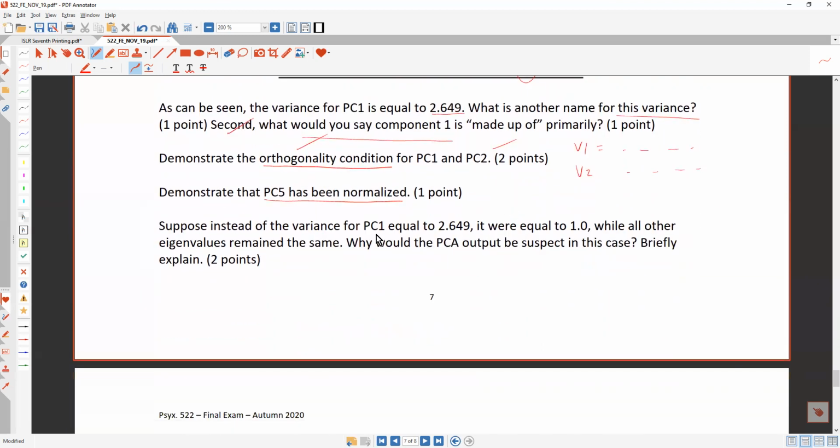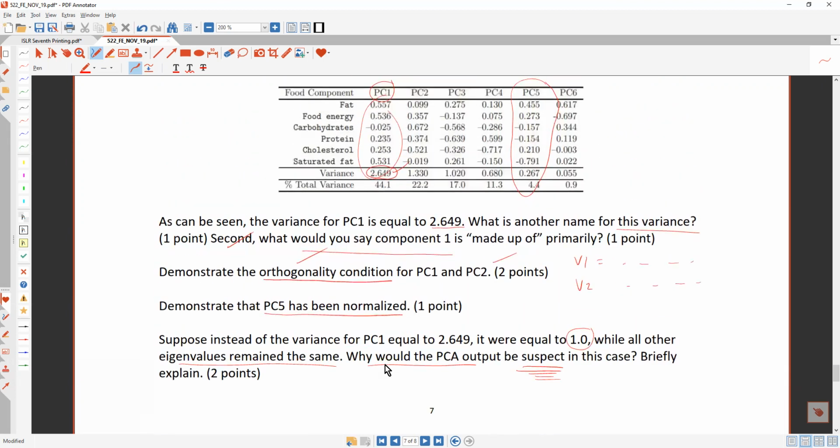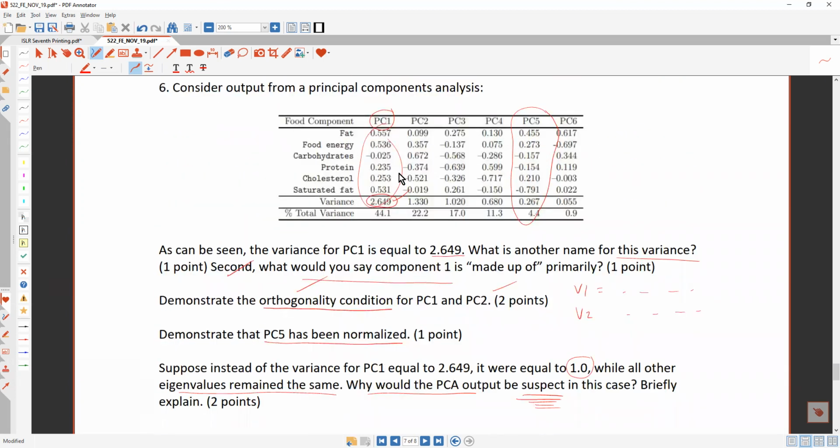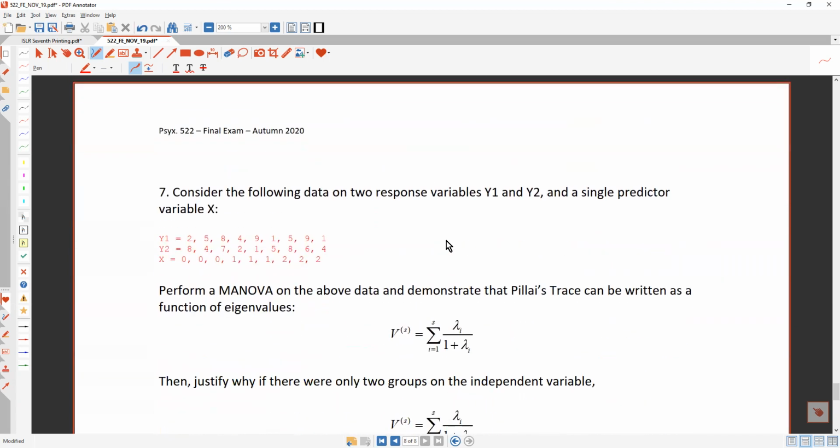Suppose instead the variance for PC1 equal to 2.649 were equal to 1.0. So imagine if that variance was equal to 1.0, while all other eigenvalues remain the same. So don't change a thing in the rest of it. Why would the PCA output be suspect in this case? So if your PCA came out with this equal to 1.0, that's what you see for output, why would that be a suspect PCA?